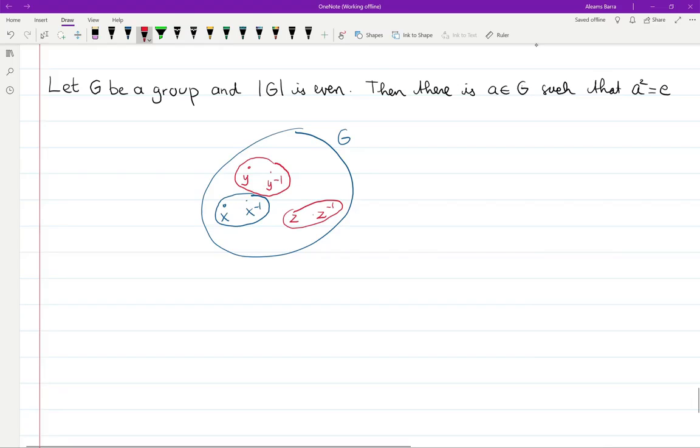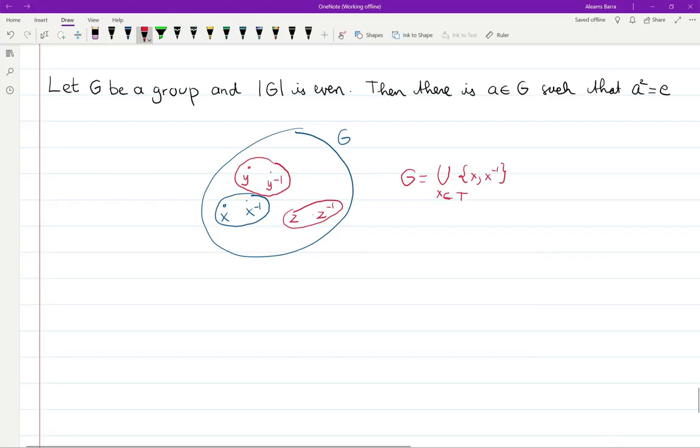So then G will be the union of X and X inverse, something like this, where X runs through a certain index set. Okay, so that's basically the idea.